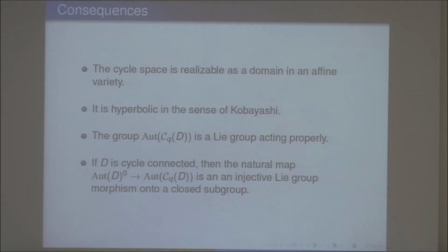Now, it took me a long time to prove the last part. This is the main theorem in the paper in the American Journal rather recently, that in the case it's cycle connected, then the natural map from the automorphism group of the domain to the automorphism group of the cycle space is injective. And not only injective, it's an injective Lie group morphism onto a closed subgroup. So you have the best situation you could have hoped for.